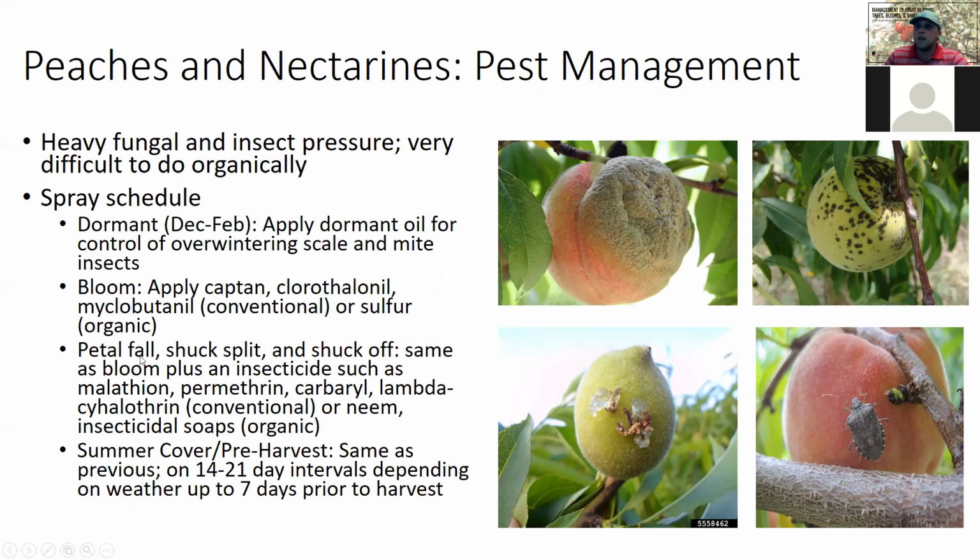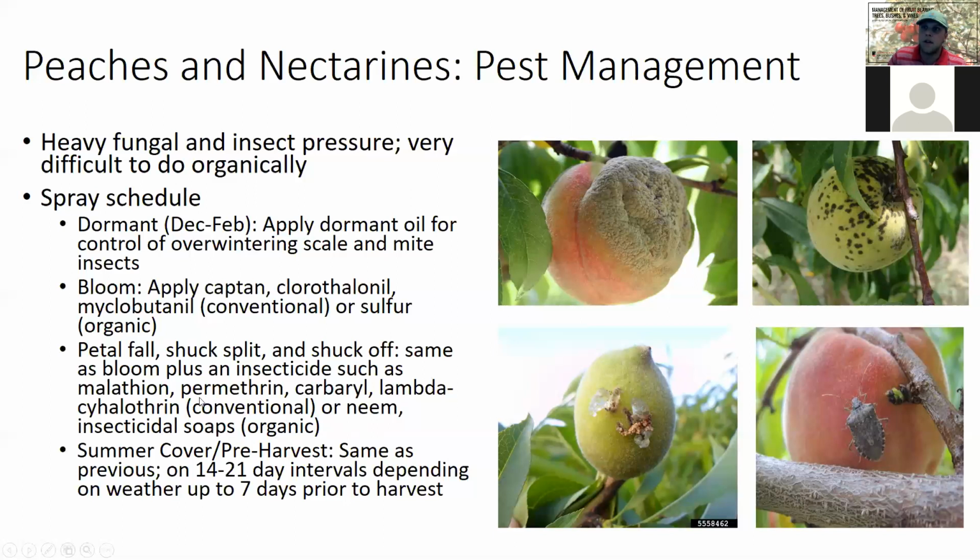During shuck split and shuck off, that's when you would go ahead and add an insecticide, such as malathion, permethrin, carbaryl, lambda cyhalothrin. You can use neem and insecticidal soaps if you want to be more on the organic side. Not quite as efficacious as a normal insecticide, but that's obviously up to you.